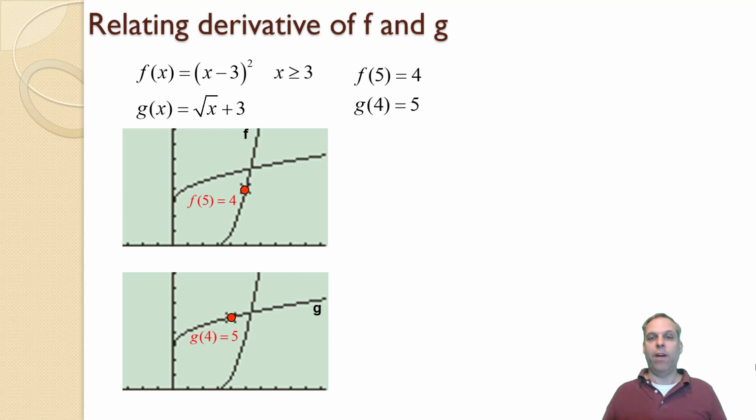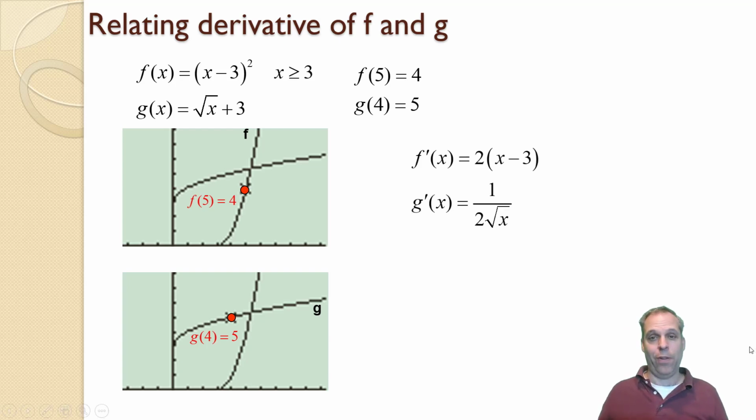Let's find the derivative of f at 5, and let's find the derivative of g at 4 and see how those numbers compare. Well, we can easily compute the derivatives because I gave you the functions. So there they are, those are the derivatives. And then I just plug in 5 and 4. So the derivative of f at 5 gives you 4, and the derivative of g at 4 gives you 1/4. The interesting thing is to notice that they're reciprocals. Now you wonder, is that always true?